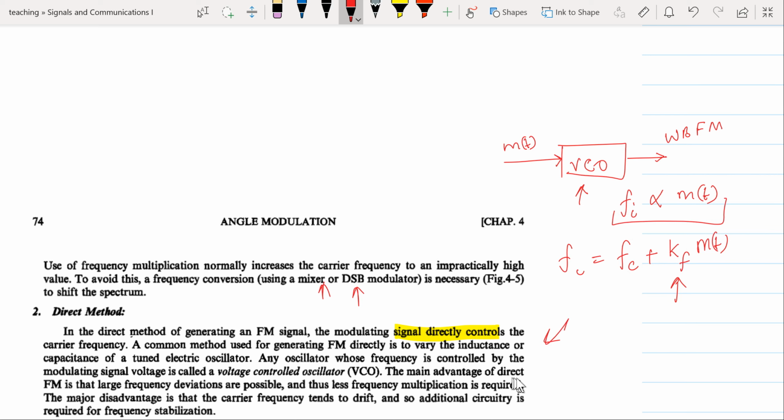We say that the main advantage of this method is that large frequency deviations are possible, and thus less frequency multiplication is required. We have seen that frequency multiplication generates an abnormally high frequency component, which we need to bring down, like we have done here. But for this direct method, we do not have that disadvantage of generating a very high frequency component. Now, the major disadvantage is that the carrier frequency tends to drift, so additional circuitry is required for frequency stabilization.